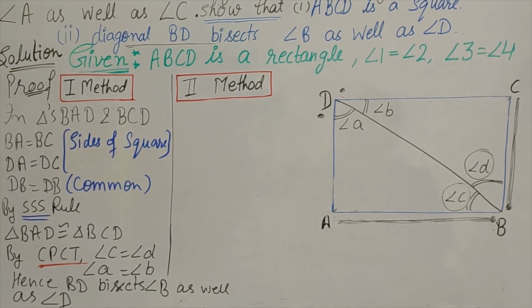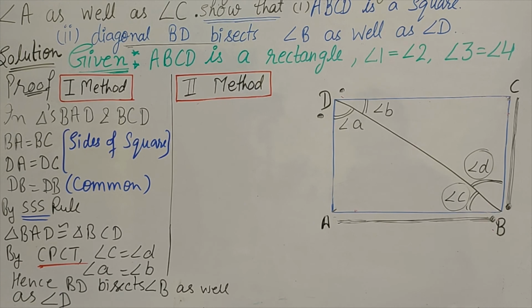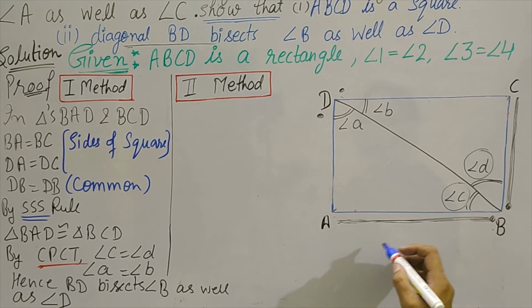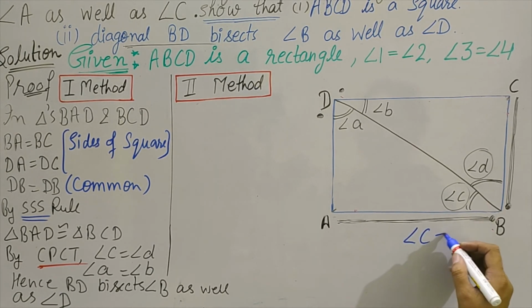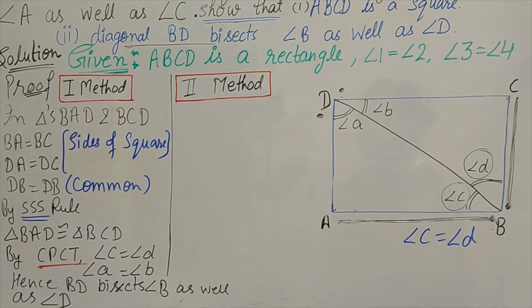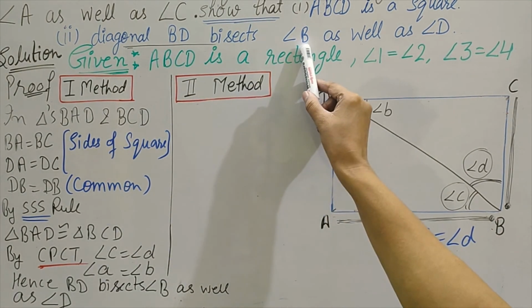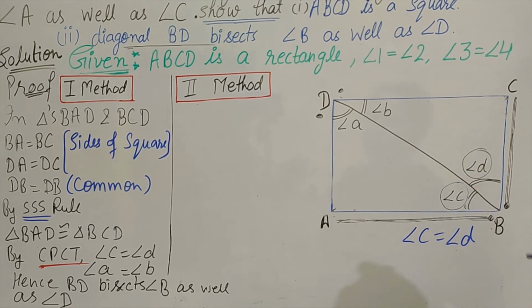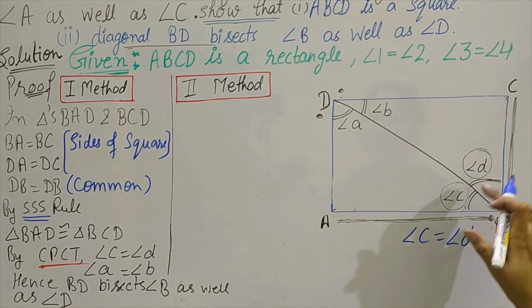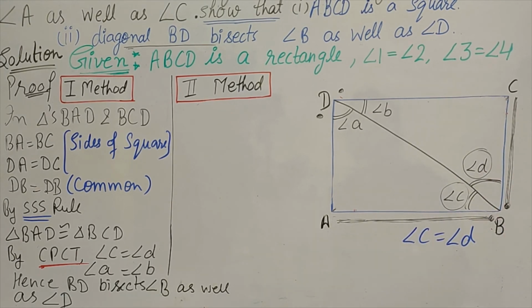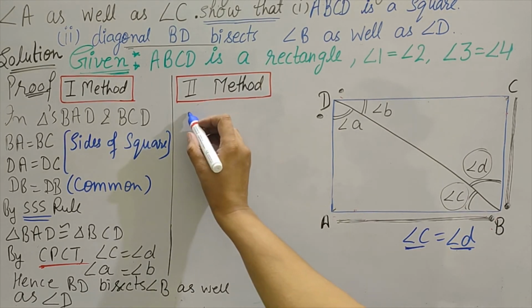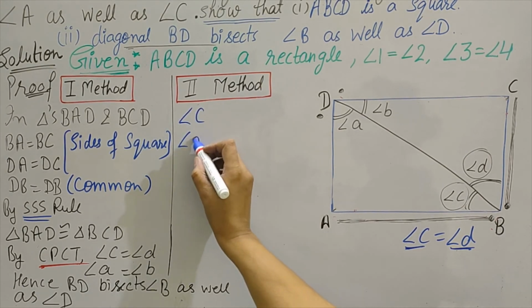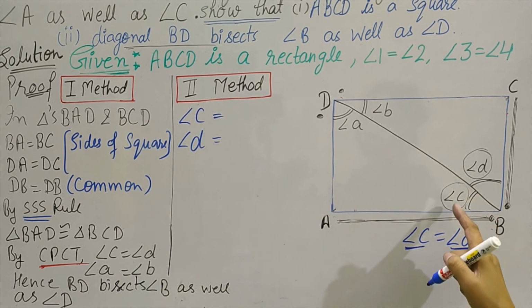Let us understand the second method. Again, in the second method, we proceed with targets. What we want to prove: angle C is equal to angle D. This time, I want to prove diagonal BD bisects angle B. Firstly, I have to prove that diagonal BD bisects angle B. That means I want to bring angle C equal to angle D. So try to prove each of angle C and angle D equal to a particular angle. Okay. So let me write angle C and angle D. Logically, what can you write C equal to?